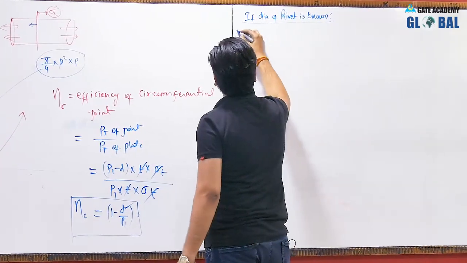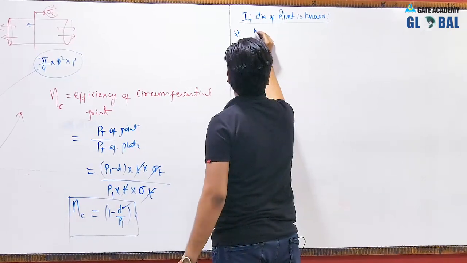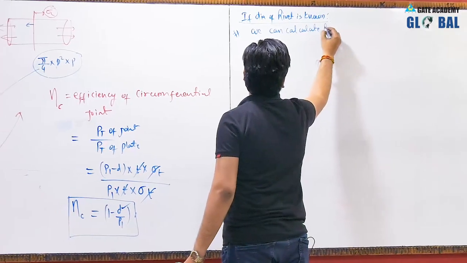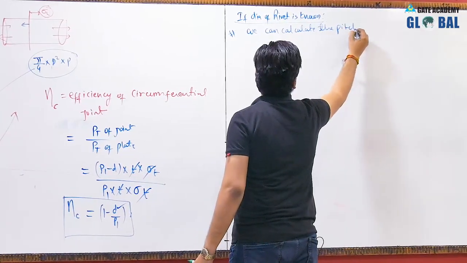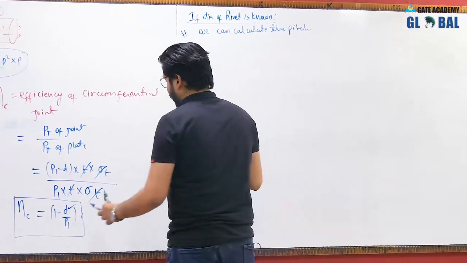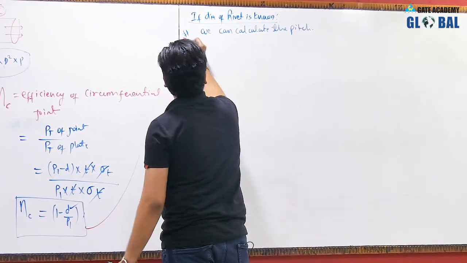and if the diameter of the rivet is known, then we can calculate the pitch. So using this equation, we can calculate the pitch.